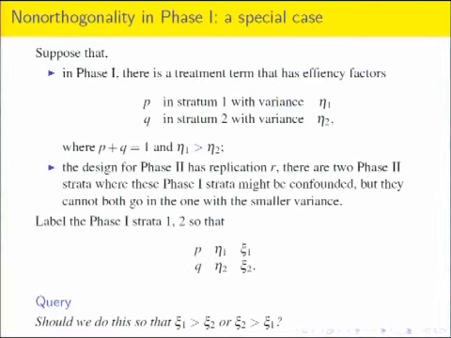Suppose that in the first phase we have some treatment term that comes out in 2 strata. This variance is bigger than that one. And I've put P and Q for the efficiency factors so that you might think that they add up to 1, which is true. At the second phase, we think there are 2 strata which we might confound with. Obviously, the best thing is to put them both in the one with the smaller variance, but that's not always possible.